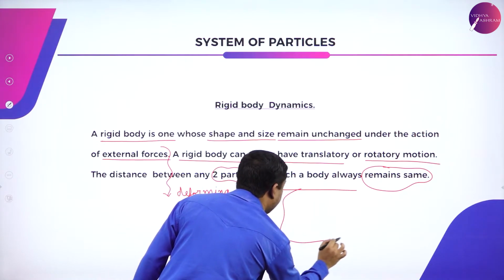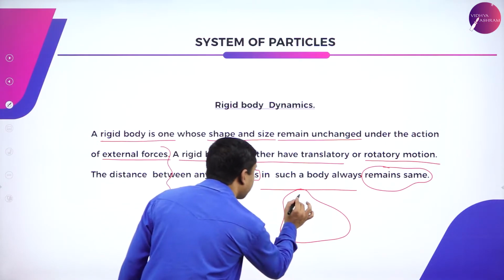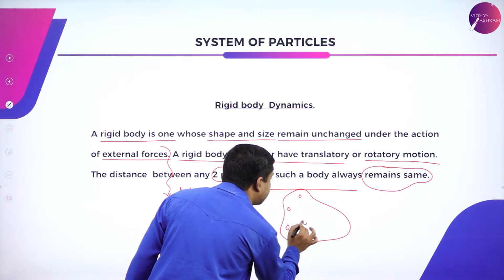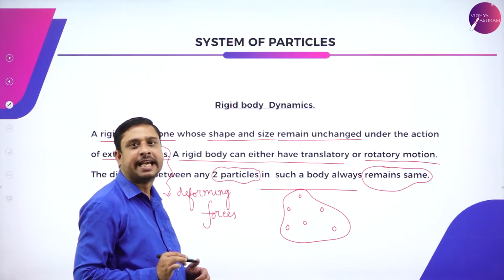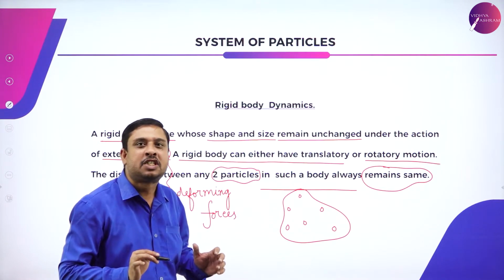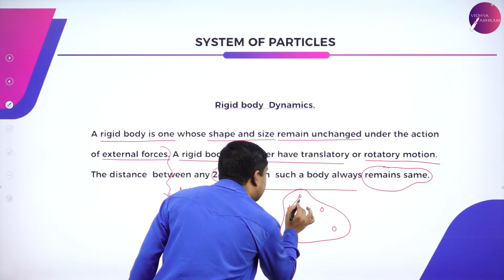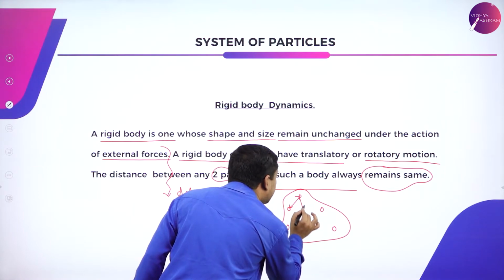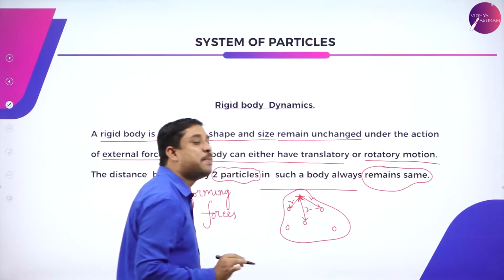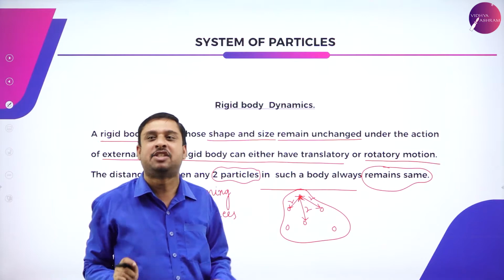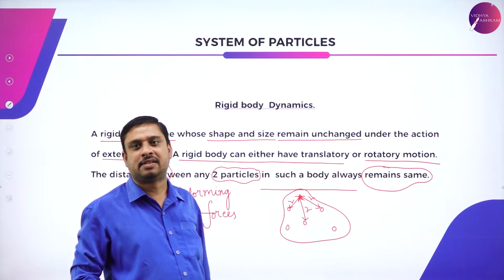Suppose I have a rigid body rotating about an axis. These are the particles constituting the rigid body, the particles which will build the rigid body. Remember, the distance between two particles of this system always remains the same. That is why it is rigid. That is why it is not susceptible to changes.